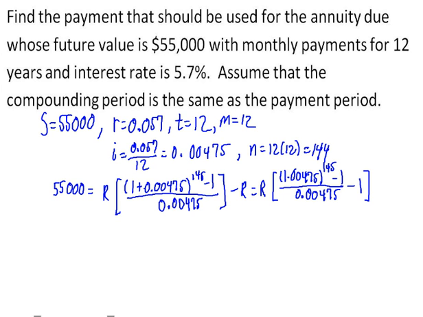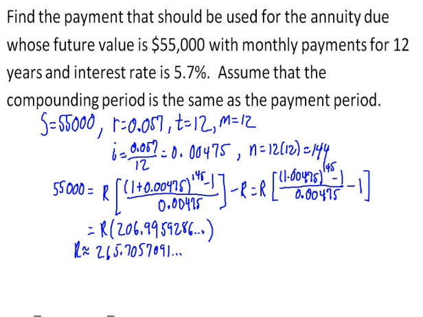So you'd have 55,000 is equal to R times some number, and so we'll divide both sides by that number. When I plug all that stuff within the bracket into a calculator, I get that it's approximately 206.9959286. So I'm going to divide 55,000 by that number. When I divide 55,000 by that number, I get that our payment should be approximately 265.7057091. So rounding that to the nearest cent, the necessary payment value would be $265.71.